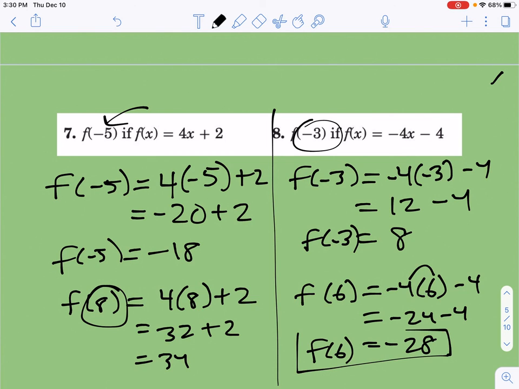So these aren't terribly complicated. You're going to have to be really comfortable with working with integer operations. A lot of multiplying, adding, and subtracting with these. So definitely want to shore up your skills in that area. All right, next video we're going to talk about tables, function tables.